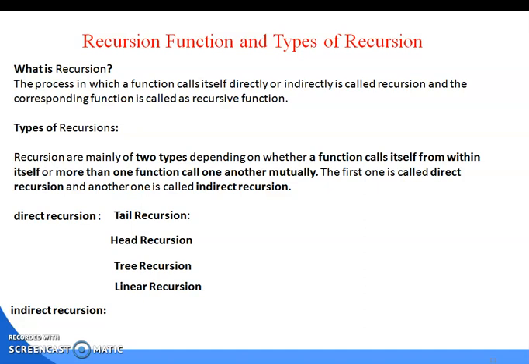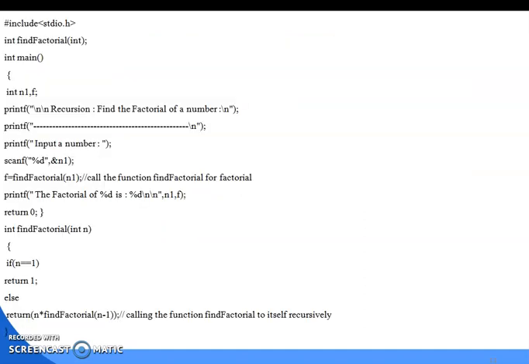There are types of recursion: direct and indirect. Under direct recursion, there are tail recursion, head recursion, tree recursion, and linear recursion, right? And this is indirect recursion. Here is an example of a recursion program.